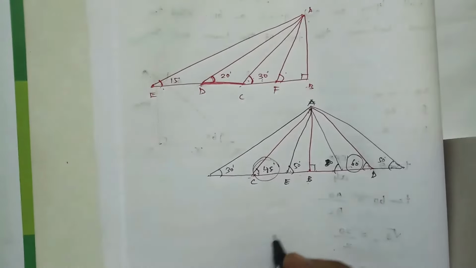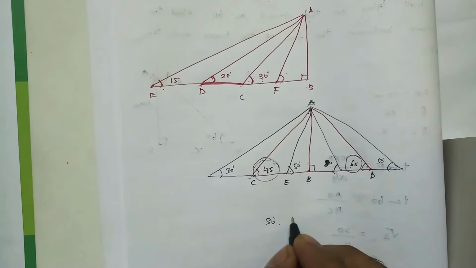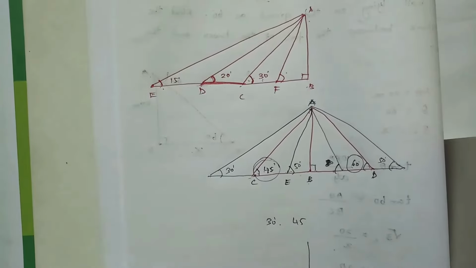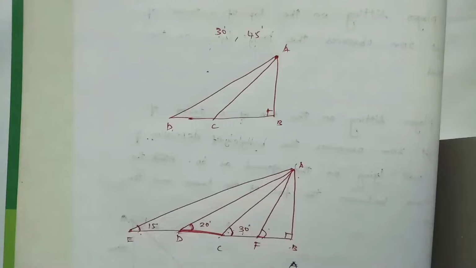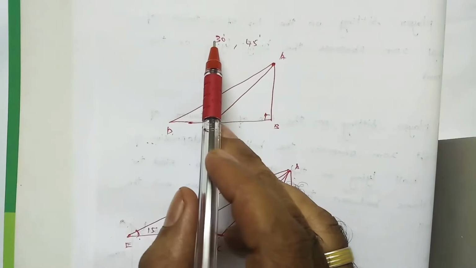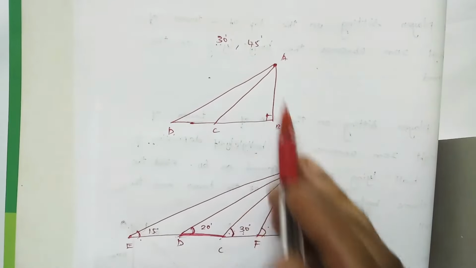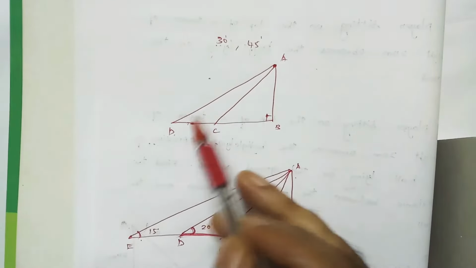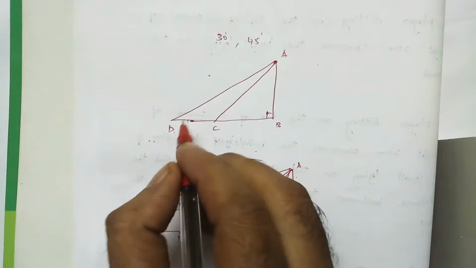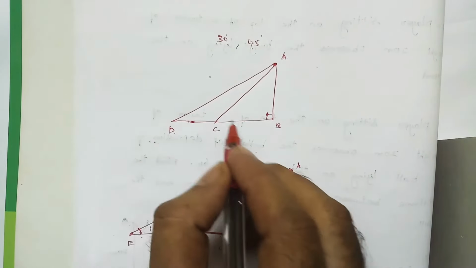Suppose we are having two angles, 30 and 45 degrees, and we are having a diagram. One angle is 30 degrees and one is 45 degrees. You have drawn the diagram; where will the 30 come, where will the 45 come? Whether angle D is 45 or angle C is 45.